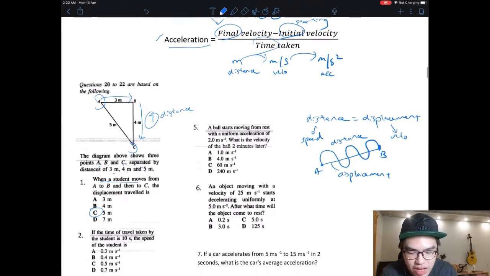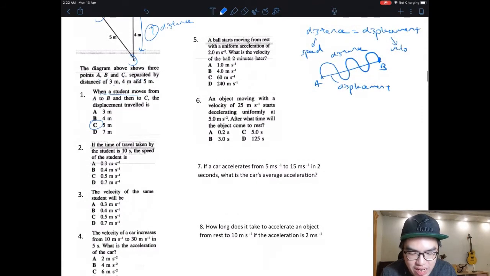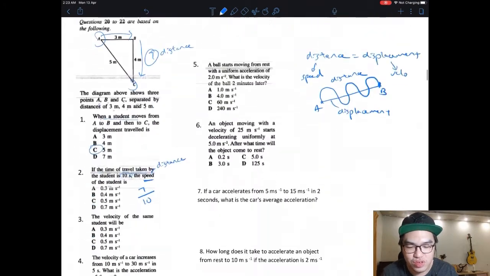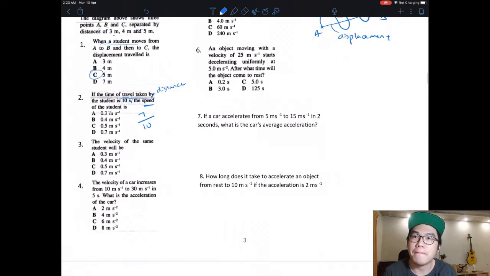So number 2, if the time traveled is 10 seconds, the speed is, look here, speed. For speed, I don't use displacement, I use distance. So what's the distance here? Distance was 7, divided by the time, which is 10 because 10 seconds. Remember the formula, distance divided by time. So 7 divided by 10, you should get 0.7. Pretty easy to understand.